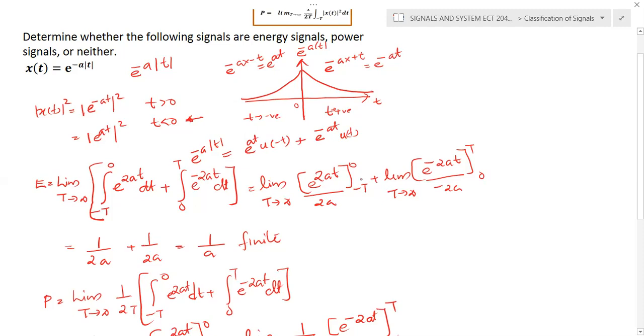If you look at this particular signal, we know that the maximum amplitude of the signal is 1, and when t is tending to infinity the signal magnitude is 0, and also when t is tending to minus infinity the signal magnitude is 0. So when you integrate all these functions, you will get a finite quantity.